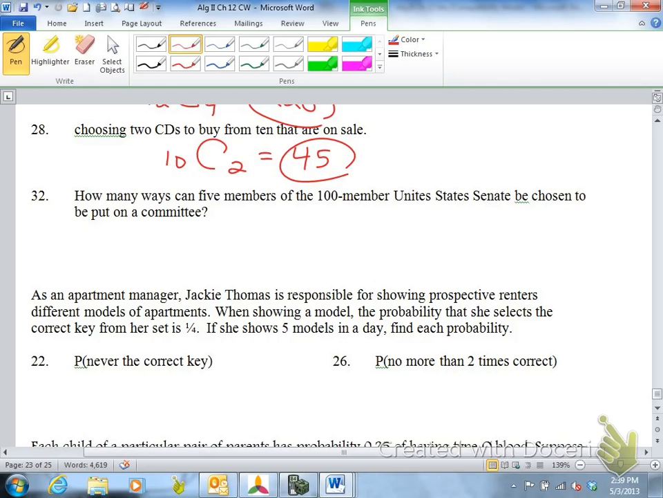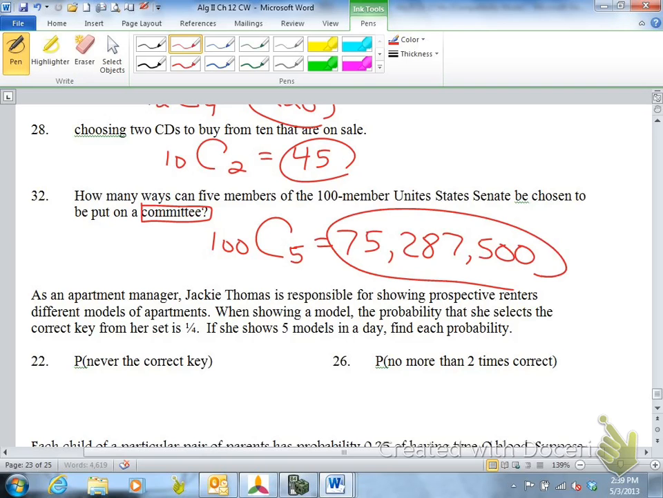How many ways can 5 members of the 100-member United States Senate be chosen to be put on a committee? Committee is a key word again. So it would be 100 choose 5, not permutate 5, choose 5. 75,287,520. So there are 75 million possible committees. That's a lot.